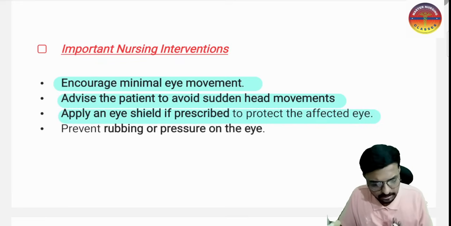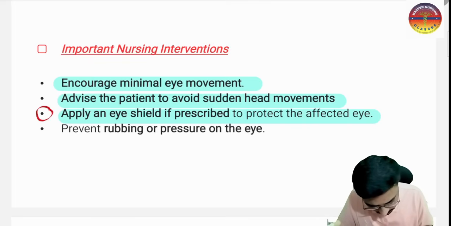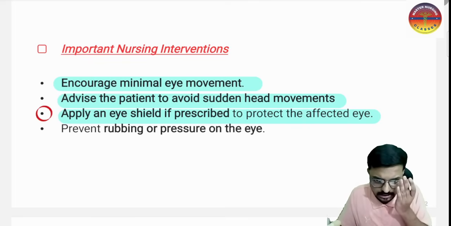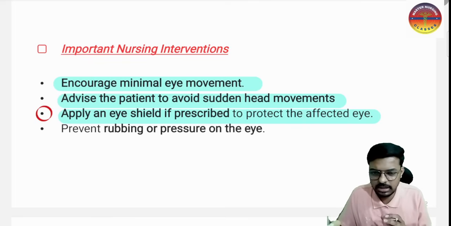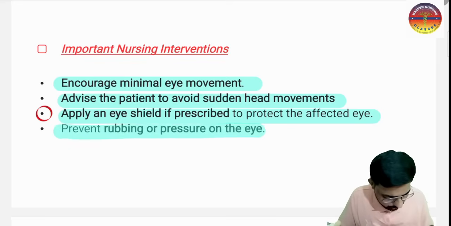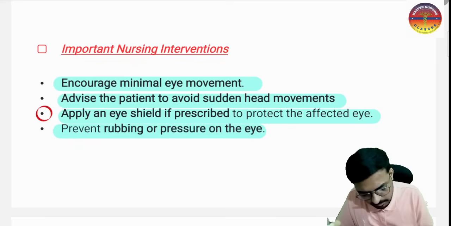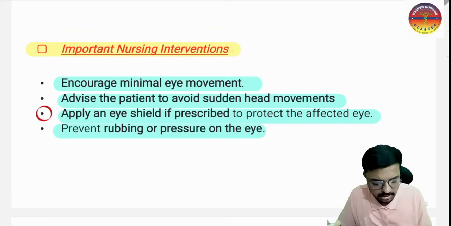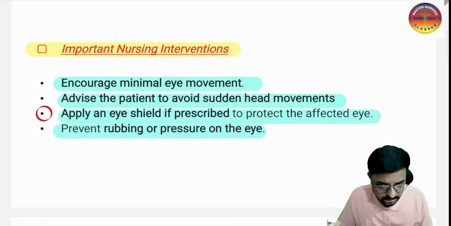So if you want to protect the affected eye, apply the eye shield. That is very important. If you are not covering the eyes, he will look here and there, and again the retina will get detached. Okay, and most importantly, prevent rubbing and pressure over the eyes. So these are the important nursing interventions to be followed in a patient with retinal detachment.